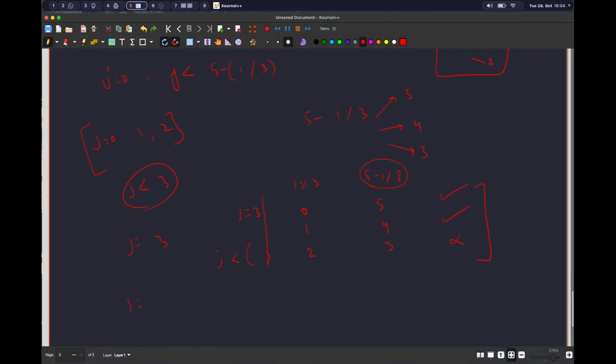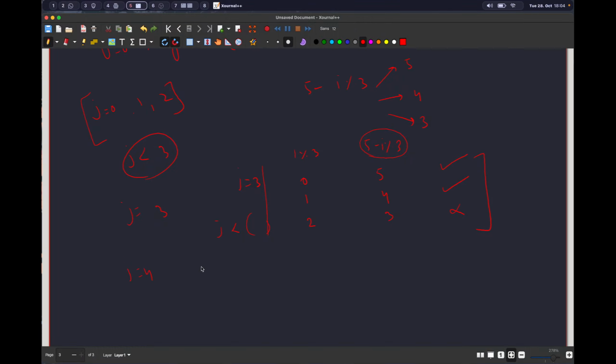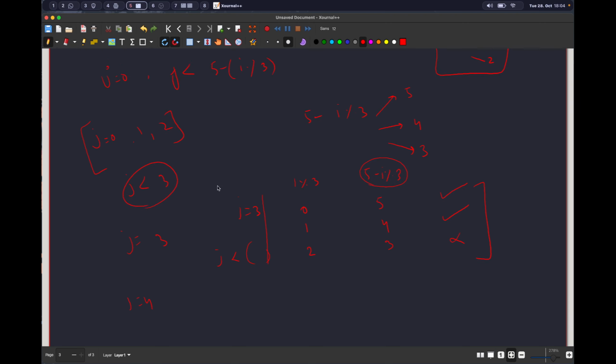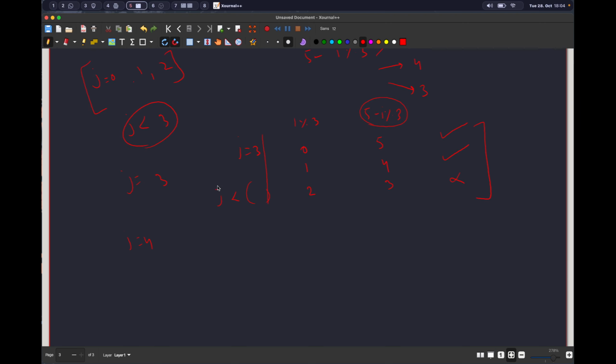When j equals 4, let's write the table again. j equals 4, i percent 3 value, 5 minus i percent 3 value. It can be 0, 1, 2. When it is 0, it is 5, when 1, 4, and when 2, 3 again. So only those threads will be running or executing where i percent 3 is 0, and the threads where i percent 3 is 1 and 2 will not run.